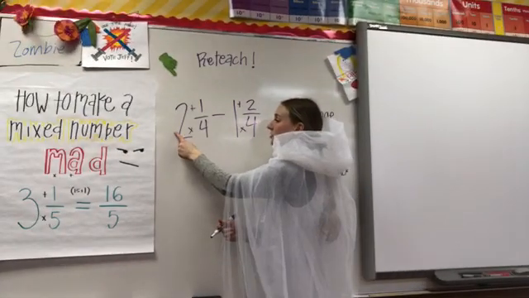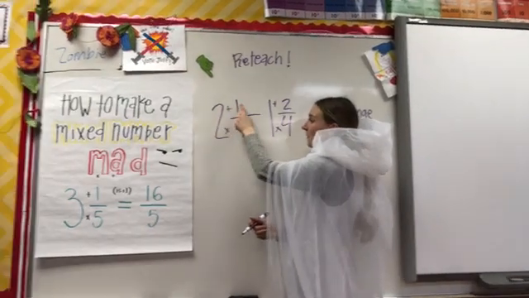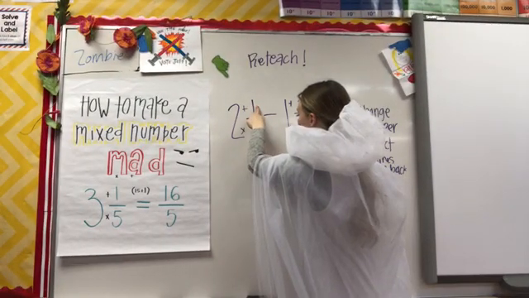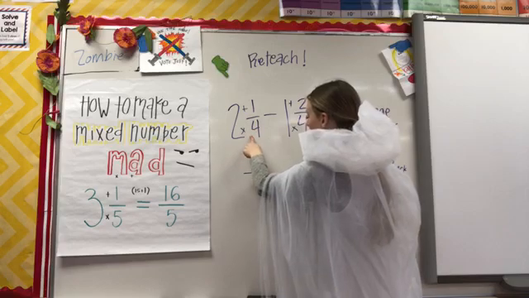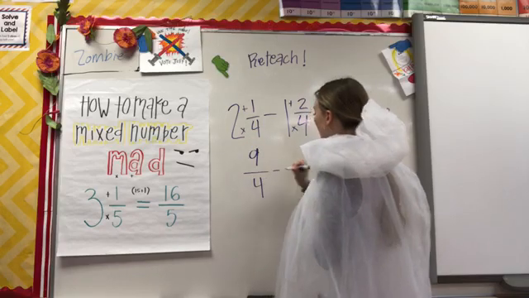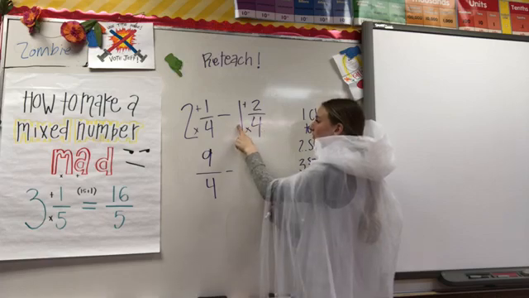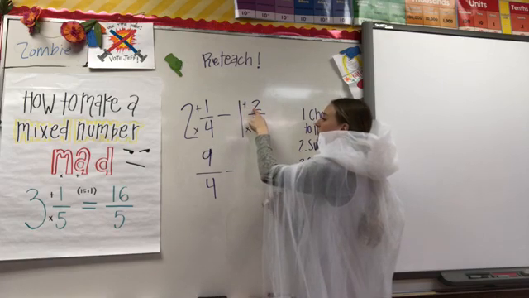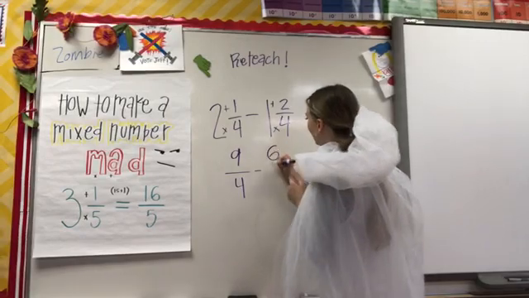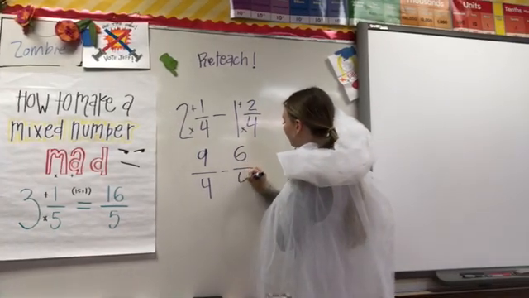So 4 times 2 is 8. 8 plus 1 is 9. We keep the same number on bottom, which is 4. So we have 9/4 minus, and let's do this one. 4 times 1 is 4. 4 plus 2 is 6. And we keep it over the same number.